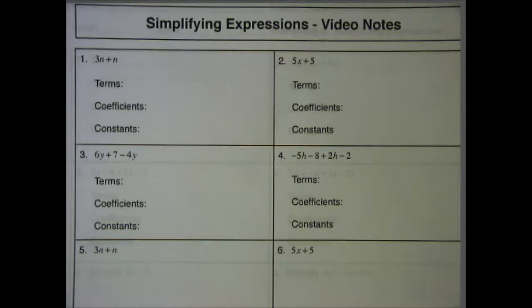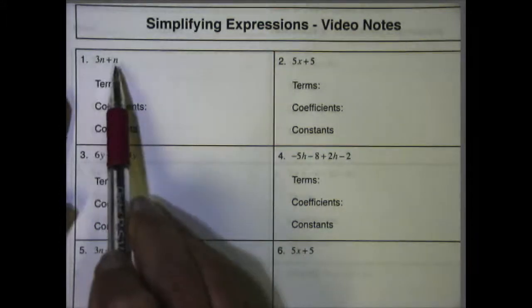So remember that like terms are terms that have the same variable raised to the same power, meaning the same exponent. Or they could be constants, meaning they're terms that do not have a variable. Let's go through this and I think it'll make it clearer. So number 1 says 3n plus n.